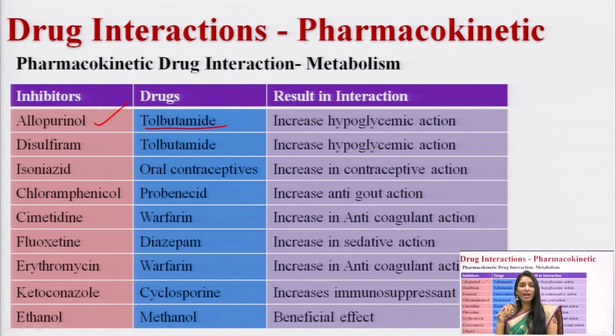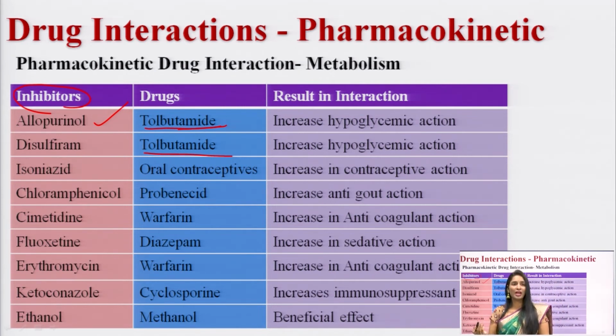Increased hypoglycemic action. Why will the hypoglycemic action be increased? Because it is an enzyme inhibitor, it slows down the metabolism of tolbutamide. So, the tolbutamide will stay longer inside the body and its action will increase. At the same time, since the drug is not metabolized and eliminated from the body, it can cause toxicity as well. So, disulfiram, these are the rest of the examples. Disulfiram, when you administer it with tolbutamide, what is going to happen?